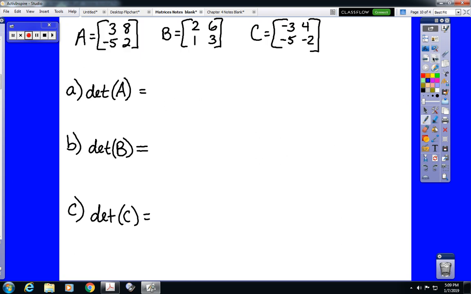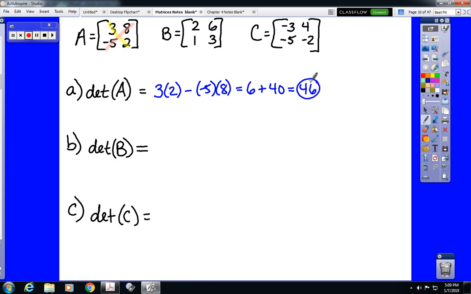So this lesson does include a few more examples. Here are matrices A, B, and C. You'll notice that they are all 2 by 2 matrices, and we're going to find the determinant of each one. So again, A is going to be 3 times 2 minus negative 5 times 8. Again, we're talking about a positive diagonal and a negative diagonal. So our positive diagonal for A is 3 times 2 minus negative 5 times 8. So we multiply that out. That would be 6 plus 40, or 46.